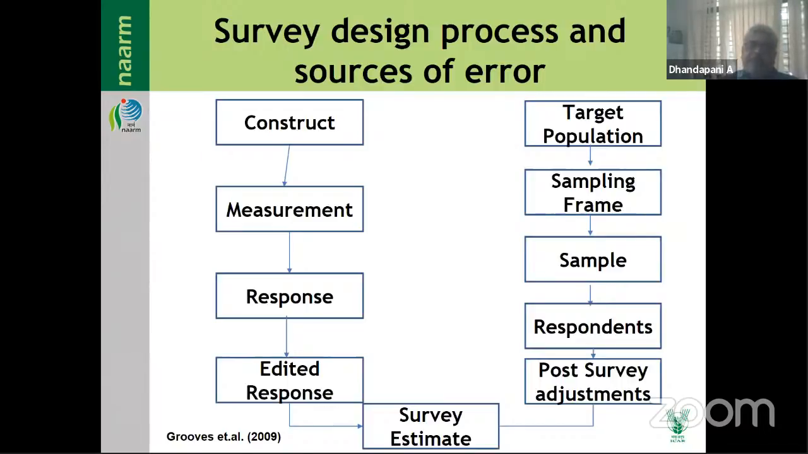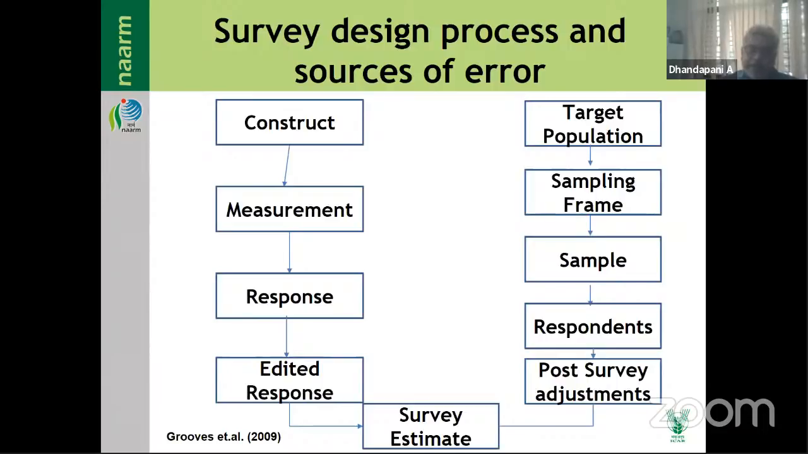Then from the sampling frame, when you come to sample, this is where the sampling error is going to be there, right? From the sample, you are going to have a respondent. Here, what you get is what is called a non-response, because you have selected 100 people, 70 people have responded, so 30 is non-response. So here, what you get is a non-response error. And from the respondent, some kind of post-survey adjustments are made, particularly to reduce this non-response error. So again, it is going to add some more error.